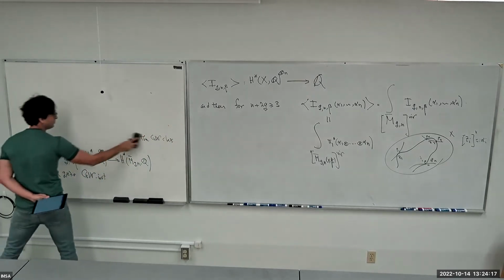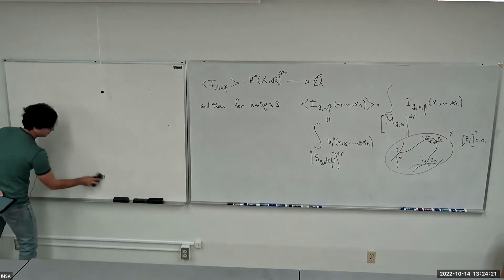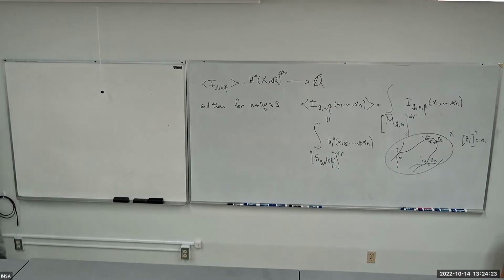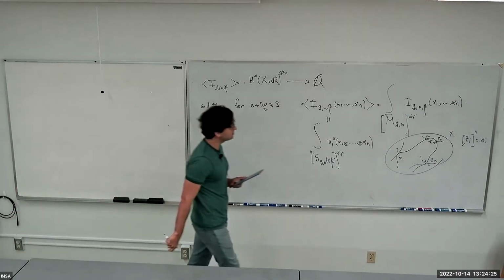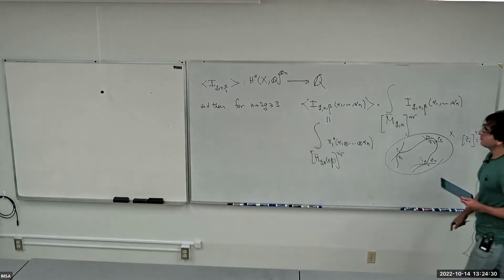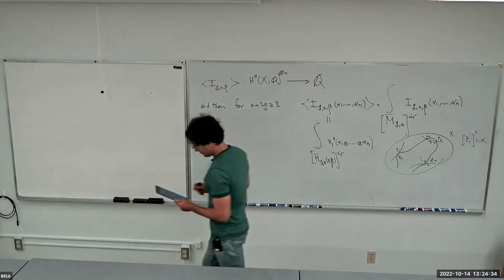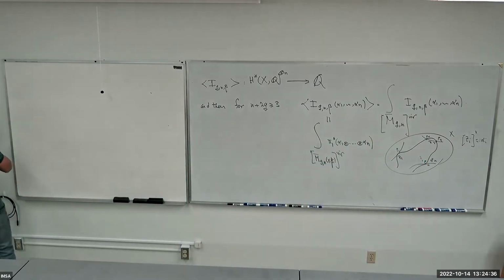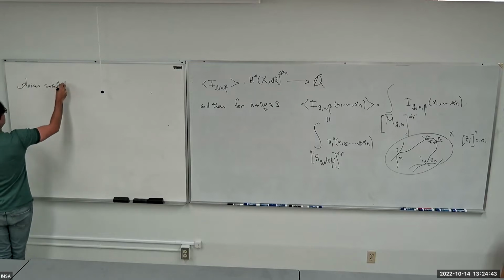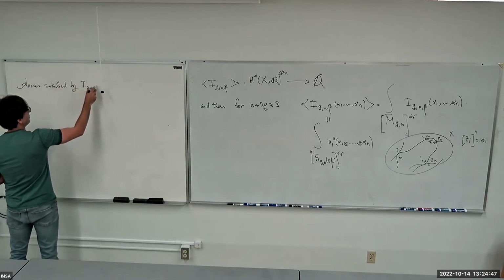Okay, so now the Gromov-Witten classes themselves have properties. Those properties are nice because they give us a way of calculating Gromov-Witten numbers whenever this condition is satisfied. So, the axioms satisfied by I_g,n,beta.